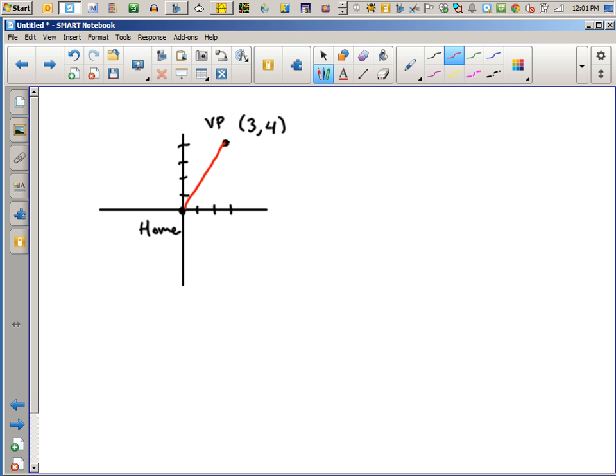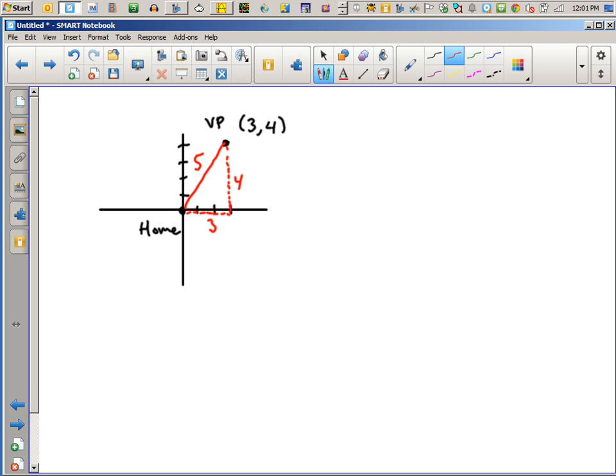Distance formula, that'll work. Pythagorean theorem, which is really where the distance formula is from. Yeah, that'll work. And so you could construct a little right triangle here, do the Pythagorean theorem, or you could bust out the distance formula. In any case, what is the distance from the home to Villa Park here? 5, correct. Okay?